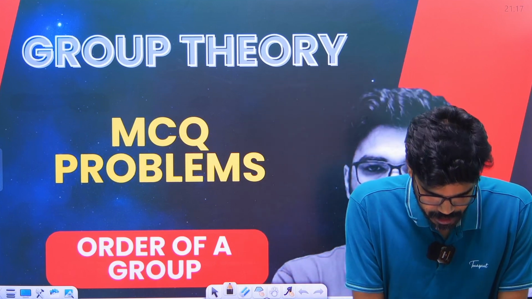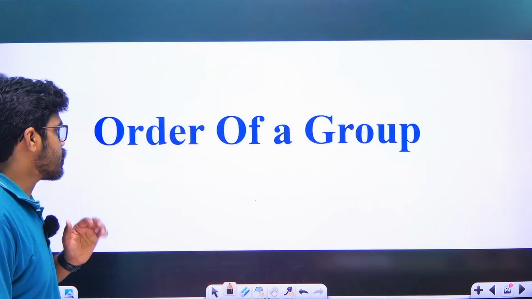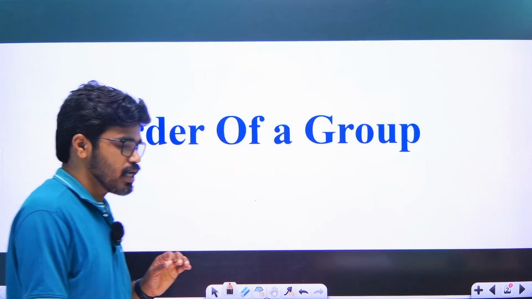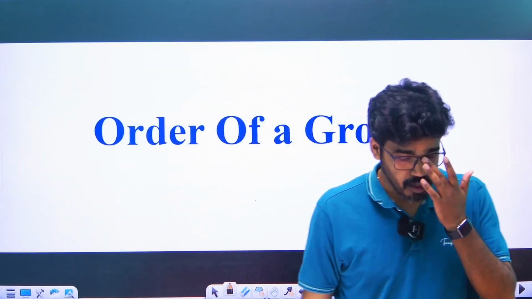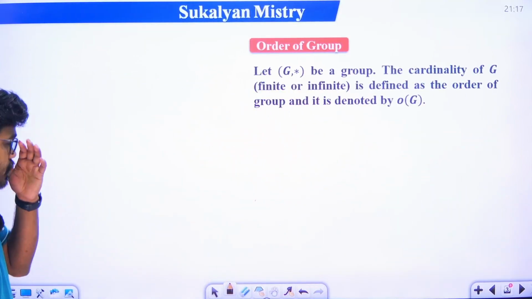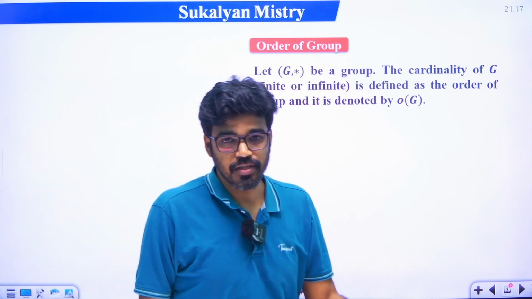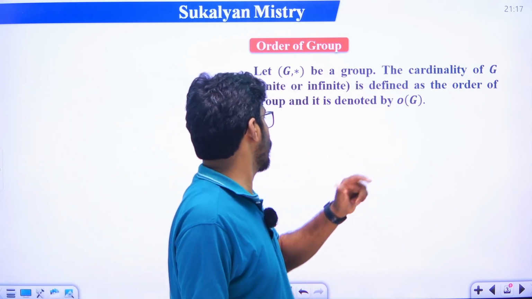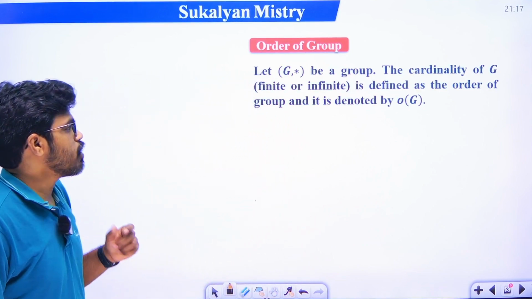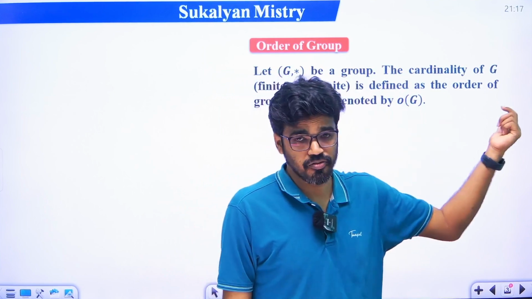So we know what is order of a group, what is the definition of order of a group. So basically the number of elements in a group is called its order, right? That is, let G, star be a group. The cardinality means number of elements, okay? The cardinality of G is defined as the order of the group, and that is denoted by OG, that is order of the group.